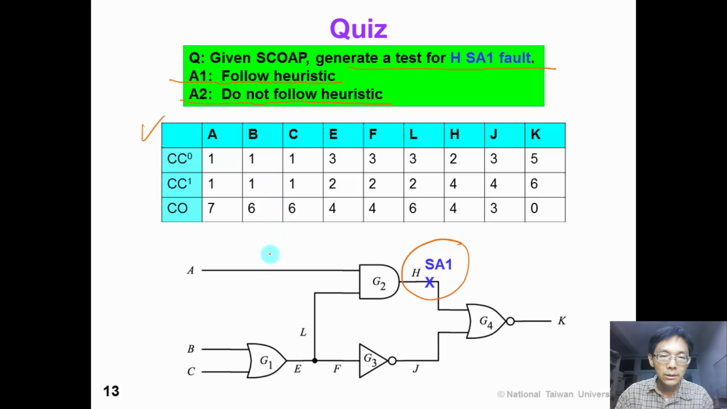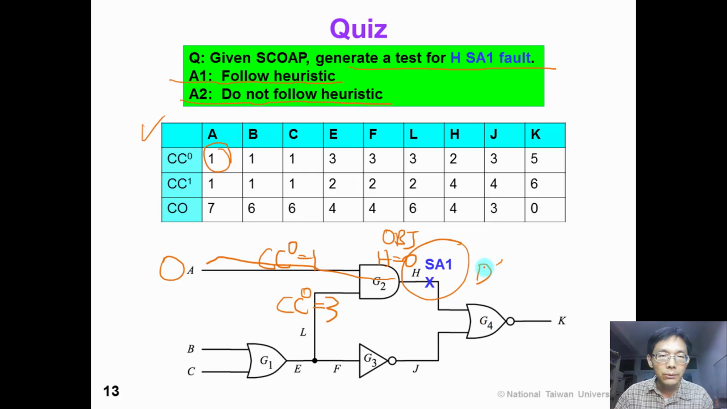Have you got it? According to our controllability measure, CC0 here is 1, and the CC of L is 3. Now our objective is H equal to 0. This is a decision gate. Following PODEM's heuristic, if we backtrace to A, we can assign A to 0 and we can generate the test without a problem.